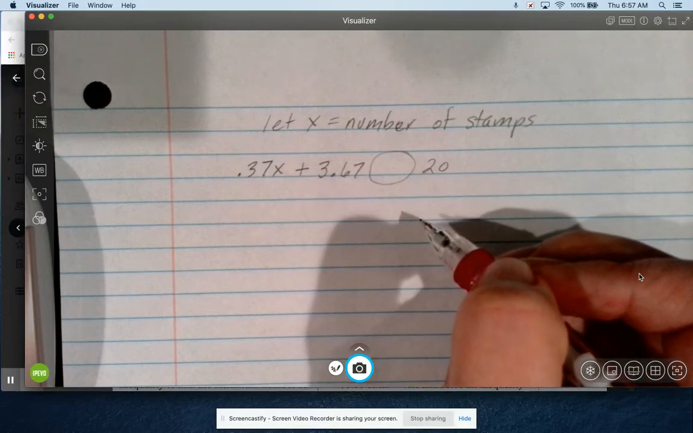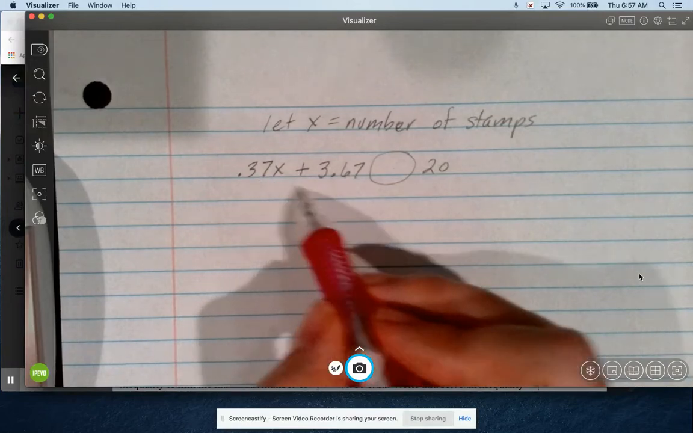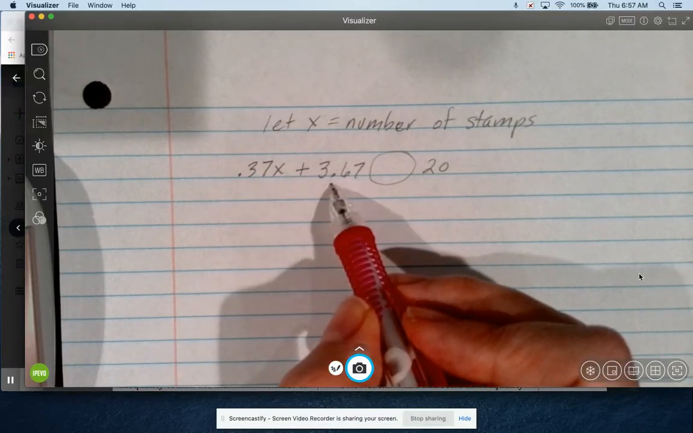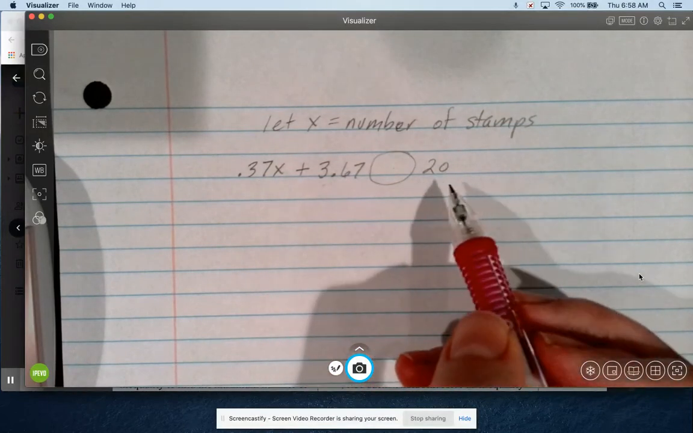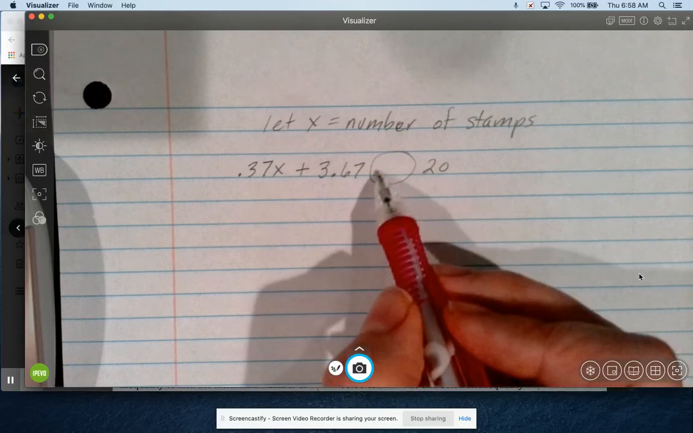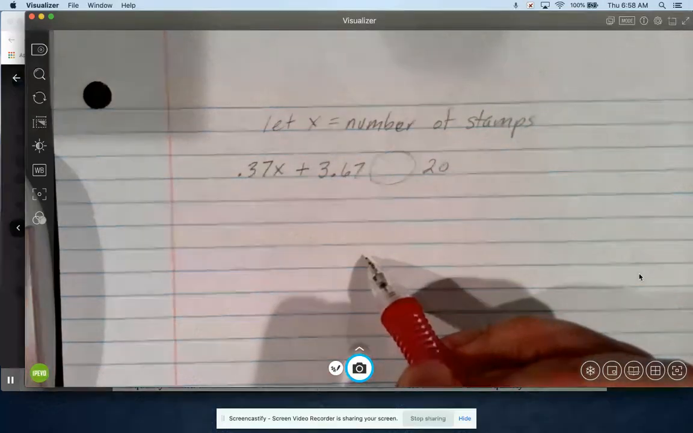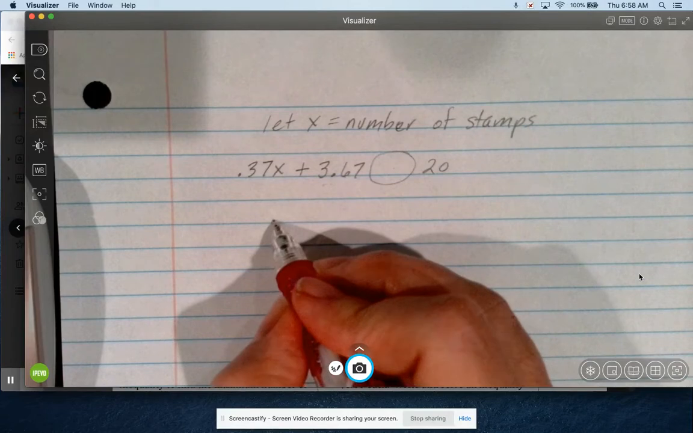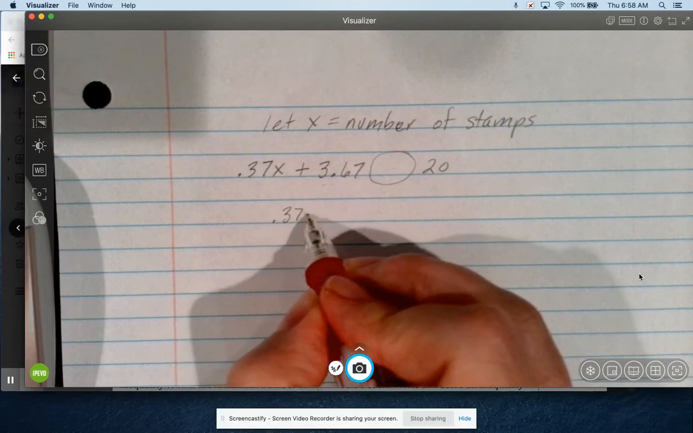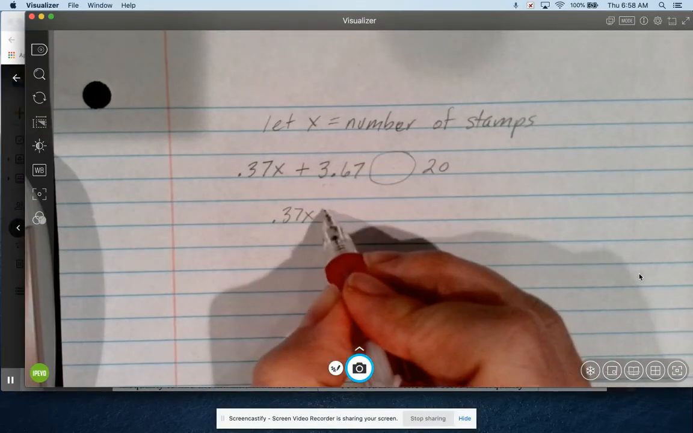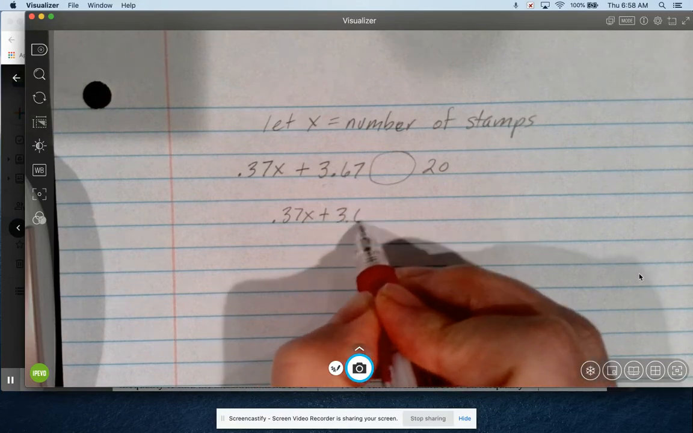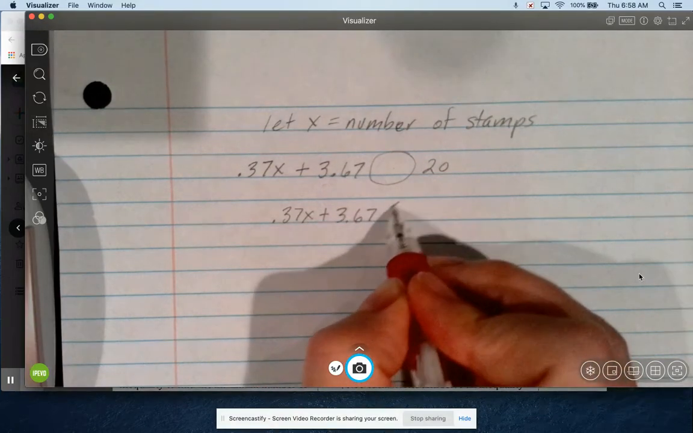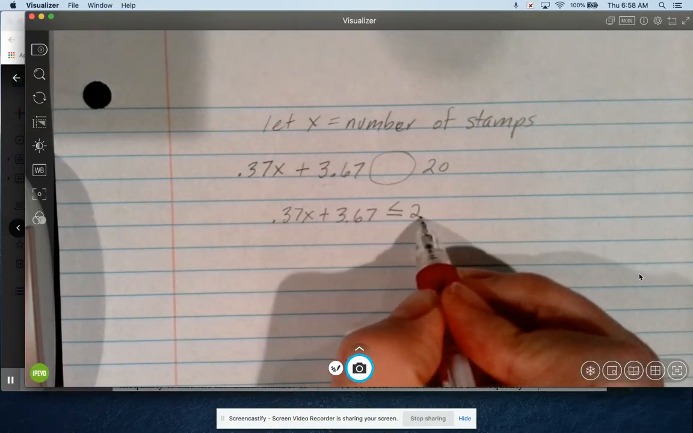What I have to spend better be less than or equal to $20 because I don't have more than $20. So this symbol has to be less than or equal to. So 0.37x plus 3.67 has to be less than or equal to $20 because I do not have more than $20.